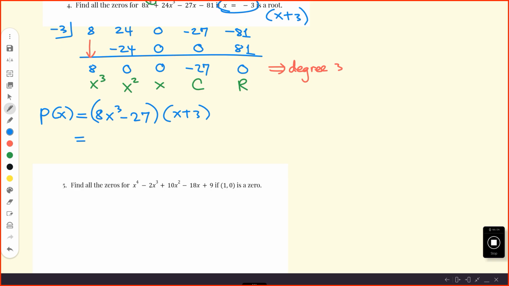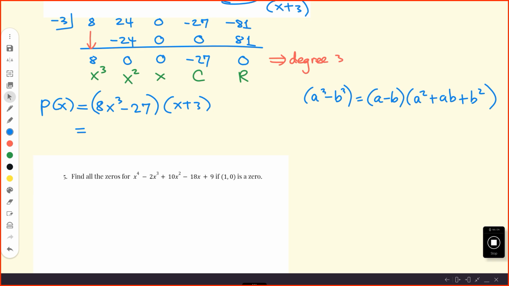Okay, remember if it's a difference of 2 cubes, I can write, if this is a cubed minus b cubed, I can write this as a minus b, and then a squared plus ab plus b squared. Okay, so how do we get our a? Our a is the cube root of 8x cubed, right? A is the cube root of 8x cubed, which is what? 2x, right? And then the b is the cube root of the second term, right, which is 27, which is just 3.